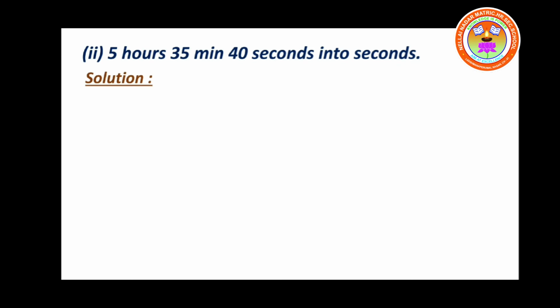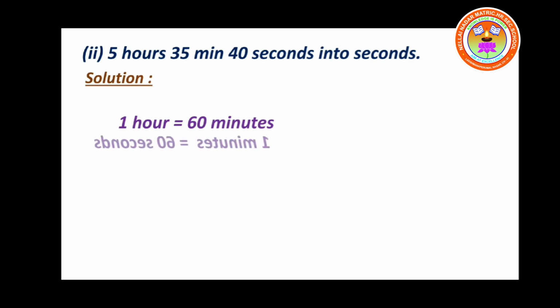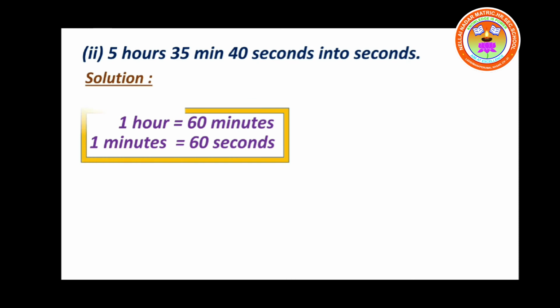So you all know that 1 hour is equal to what? How many minutes I told you? 60 minutes. And 1 minute is equal to 60 seconds. Okay, so this is your conversion table. 1 hour equal to 60 minutes and 1 minute equal to 60 seconds. Let us convert everything into seconds. So first we have to convert the 5 hours and 35 minutes into seconds. Okay, let us do the calculation part, children.